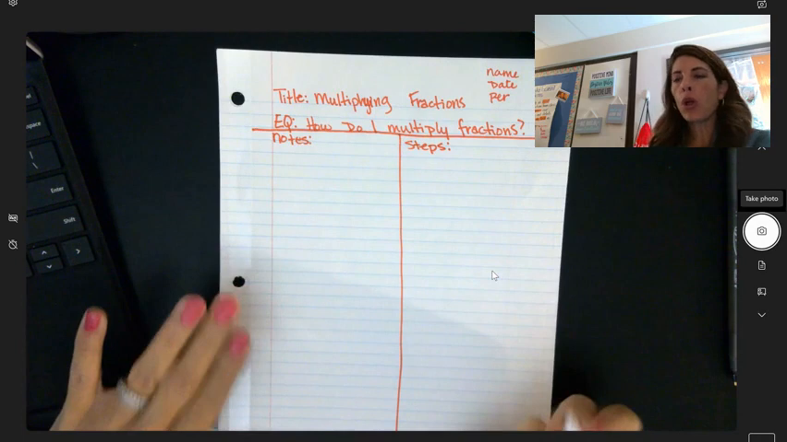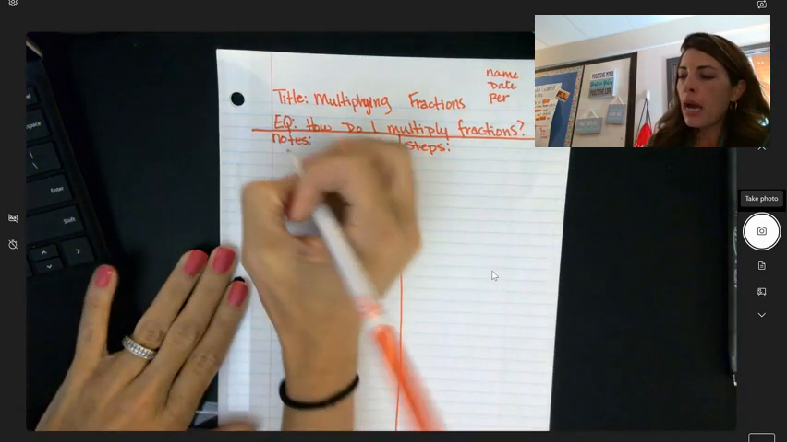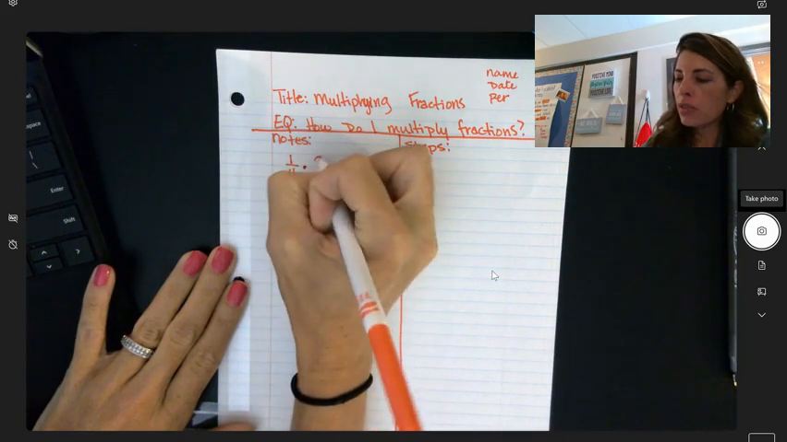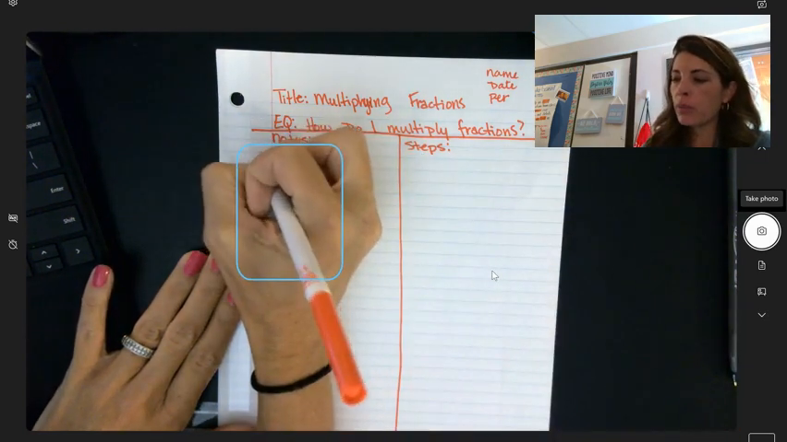So I'm just going to pull open my math homework, and I have an example problem, and it's 1/4 times 2/3. So that's the math problem from my math homework. That's problem number 1.